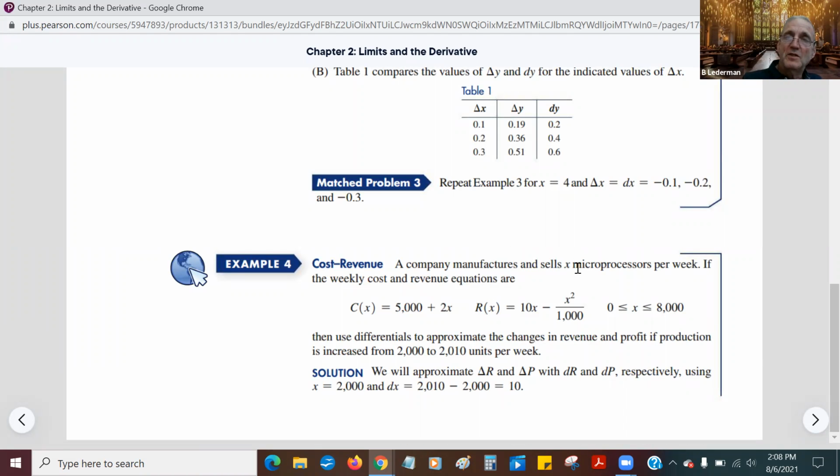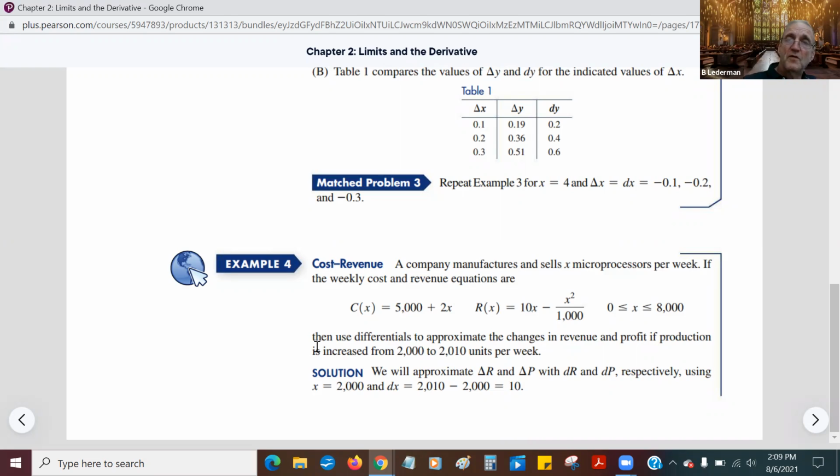Cost revenue. A company manufactures and sells x microprocessors per week. If the weekly cost and revenue equations are C of x is 5,000 plus 2x, that's the equation that tells you the cost, and R of x is equal to 10x minus x squared over 1,000. Remember, C is what it costs to make this thing, and R, revenue, is how much money you take in. Profit, by the way, is revenue minus cost.